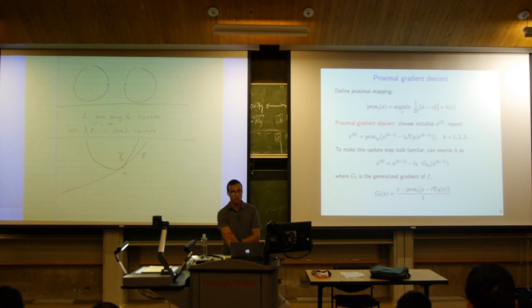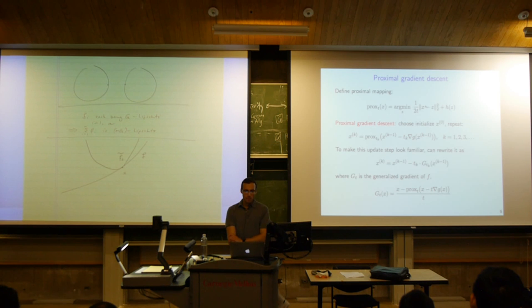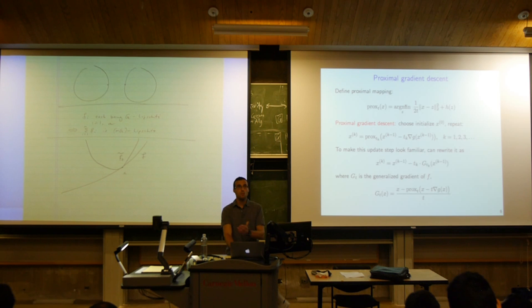So let's just pause for a second and convince ourselves this is actually a mapping. It's a well-defined function. So you give an x, it gives you back one thing. So why is that the case? This is defined as the solution to a minimization problem. Is this problem convex? What do you guys think from what we've assumed so far? Is this problem convex? Yes.